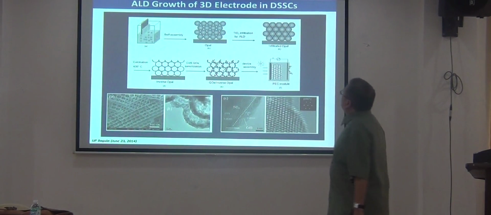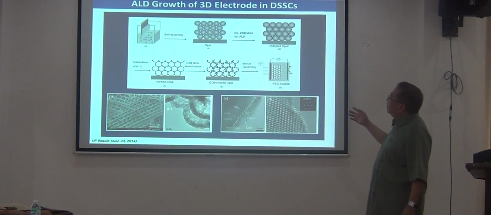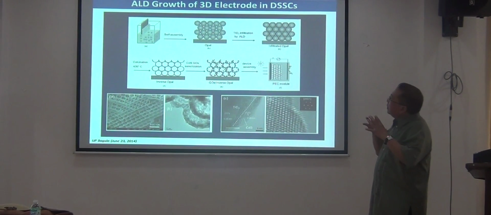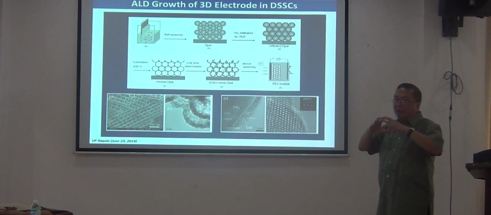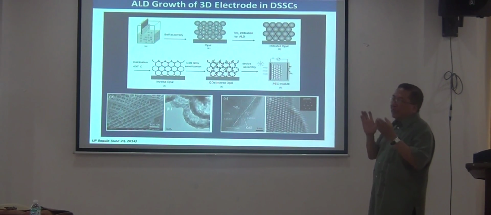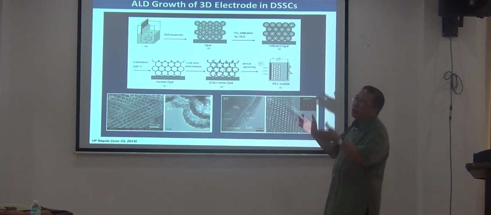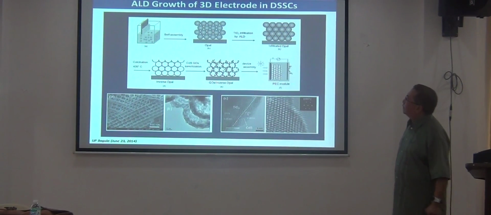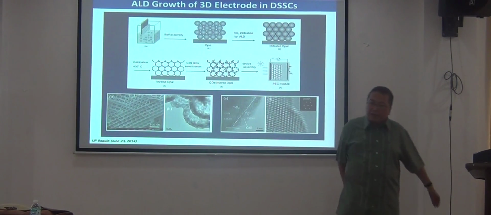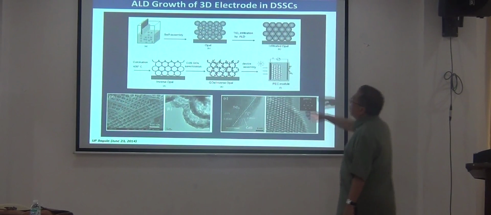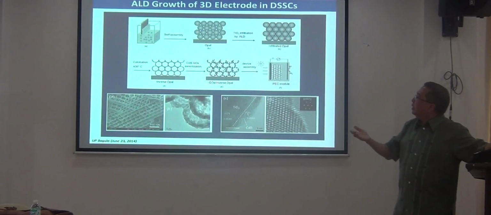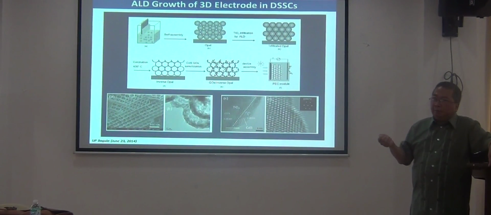Now, in dye-sensitized solar cells, what you want is to make a three-dimensional structure for use as an electrode, or even in capacitors. One such structure is called an inverse opal structure. And what it is really is something very simple. Even this can be done as an undergraduate research.